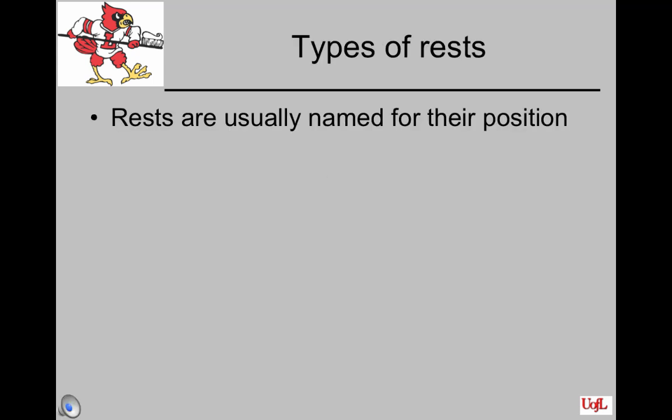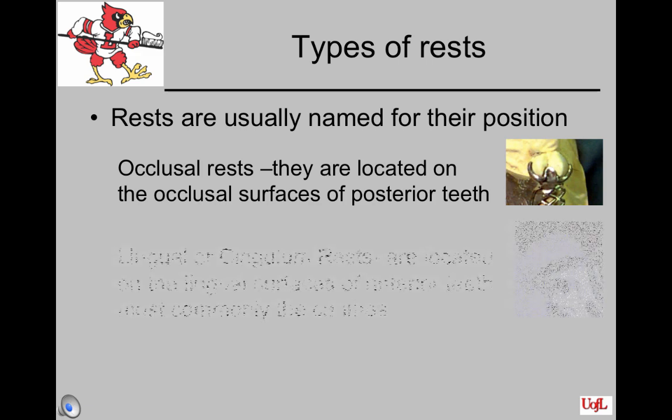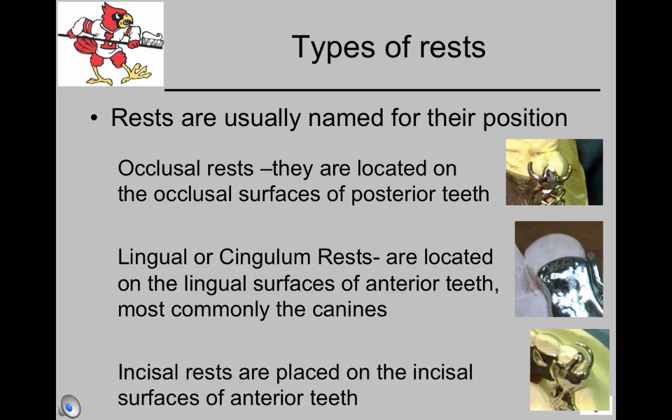Rests are usually named for their position on the tooth. Occlusal rests are usually located on the occlusal surfaces of posterior teeth. The lingual or cingulum rests, as they are sometimes called, are located on the lingual surfaces of anterior teeth. Most commonly, it's the canines on the maxillary arch, but sometimes the central incisors also. Incisal rests are placed on the incisal surfaces of the anterior teeth.